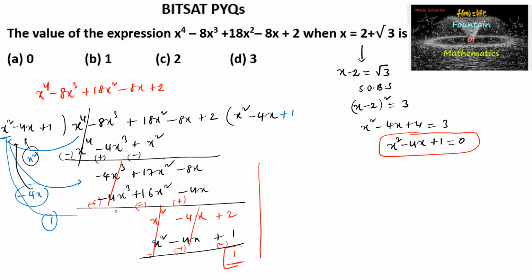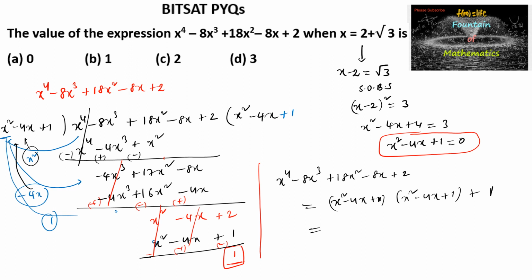So we can write x power 4 minus 8x power 3 plus 18x square minus 8x plus 2 is equal to (x square minus 4x plus 1) into quotient, plus remainder, which is 1. So x square minus 4x plus 1 is 0, so 0 into the quotient is also 0, plus 1. So 1 is the answer. So at x is equal to 2 plus root 3, the given expression value is 1, which is option B.